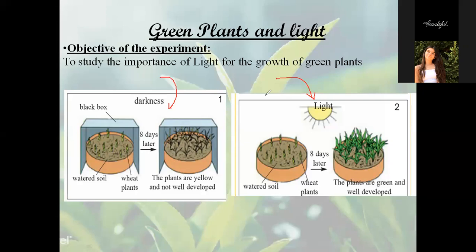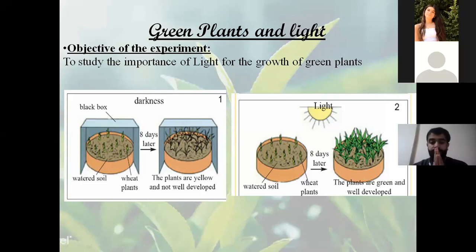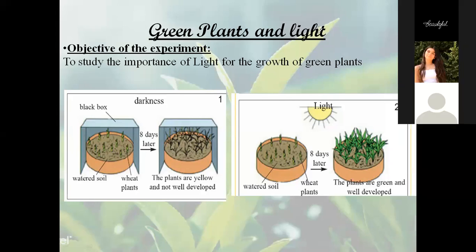Can you compare the aspects of the two plants, 1 and 2? Yes, plant 1 that is grown in the darkness is yellow. Very good. Huda mentioned the variable factor here, so it's very good. So Huda said plant 1 that is grown in darkness. Very good. Continue, Huda, please.